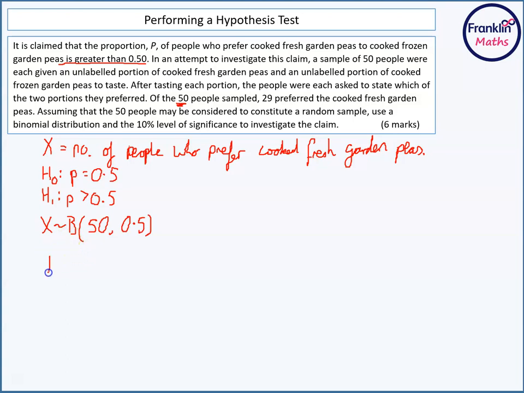Okay, so next thing we're going to do is have a look at what was the probability of me getting 29 or more people. And you might be thinking, well, that's not that far away from the mean, but let's have a look and see what happens.